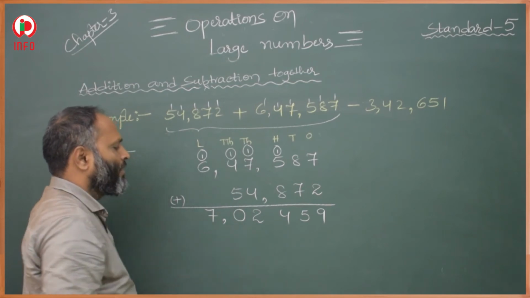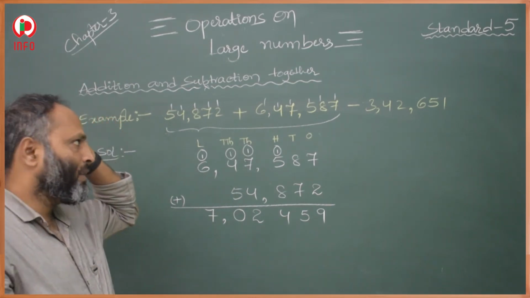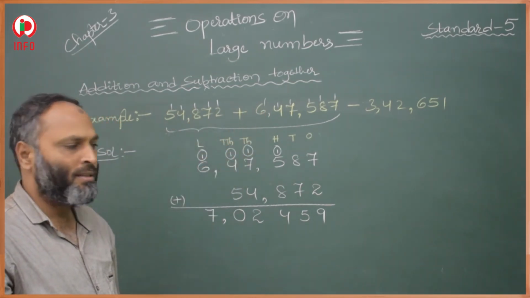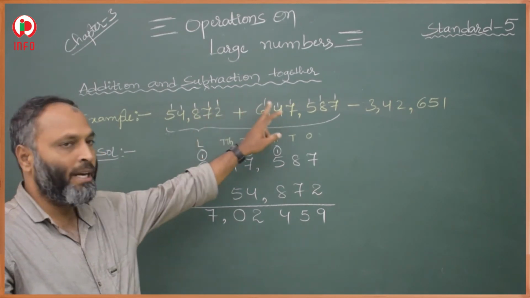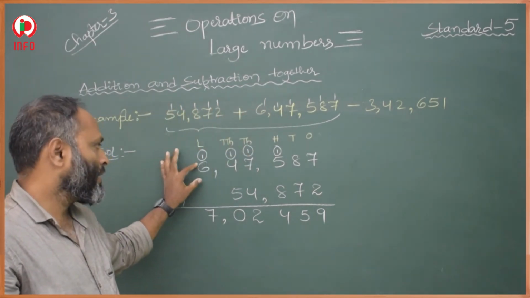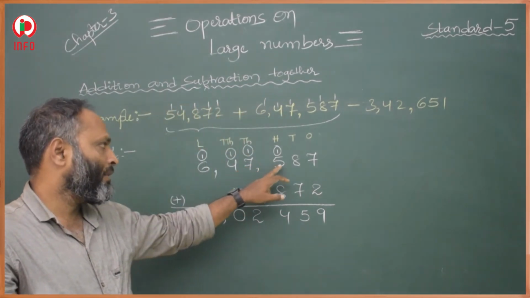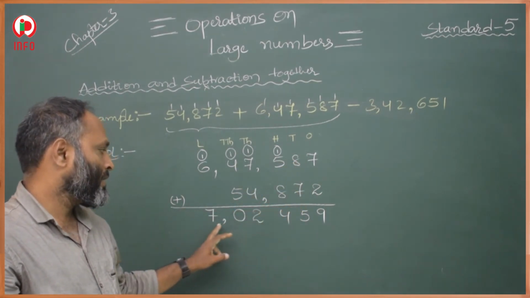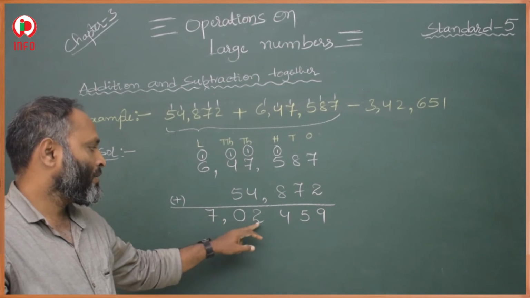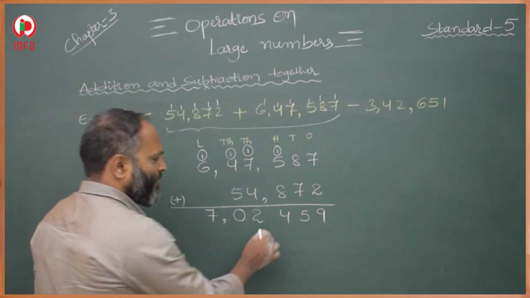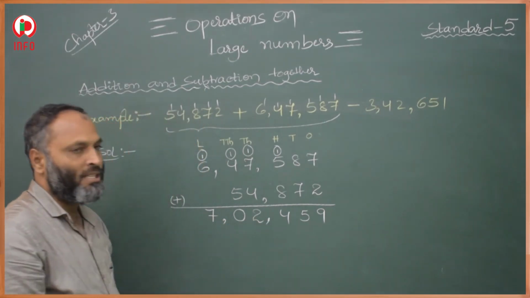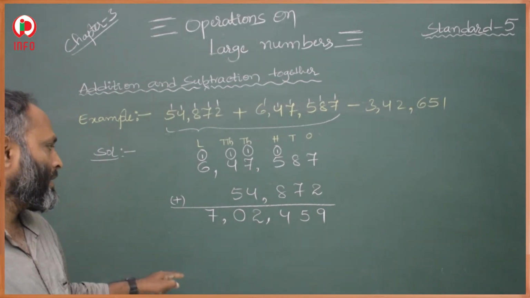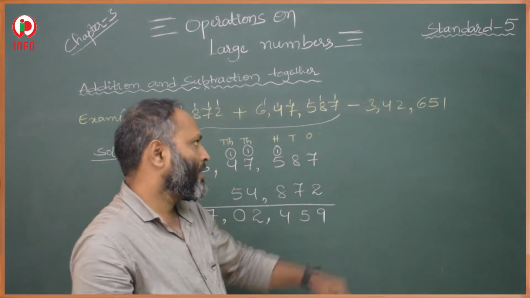Then this is the sum of these two numbers, the first number and the second number. So 6,47,587 plus 54,872, the answer is 7,02,459. This is our sum. Then from this answer we have to subtract this one. So what?